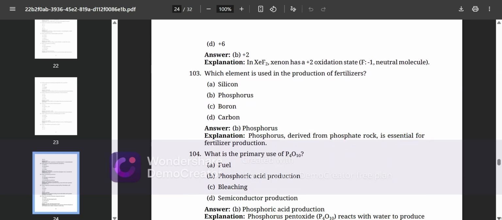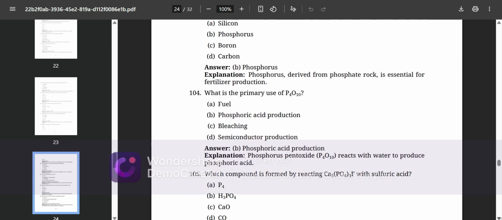Which element is used in the production of fertilizers? Phosphorus. Phosphorus derived from phosphate rock is essential for fertilizer production.